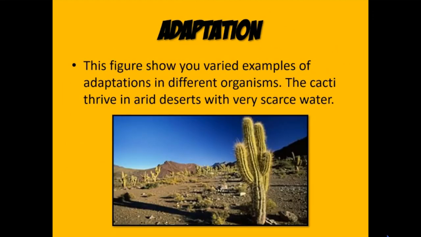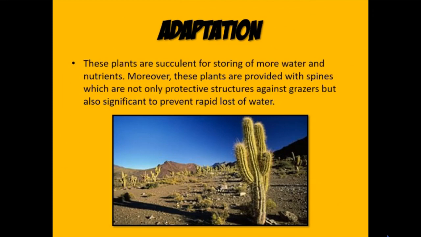This figure shows you varied examples of adaptation of different organisms, pero ang naipakita ko lang yata is isa, no, I think. So just like this example, the cacti or cactus thrive in arid desert with very scarce water, or nakaka-experience siya ng sobrang kakapusan sa tubig. But these plants are succulent for storing of more water and nutrients. Moreover, these plants are provided with spines, which are not only protective structures against grazers, but also significant to prevent rapid loss of water. Kaya kung bakit may mga tinik-tinik yun.